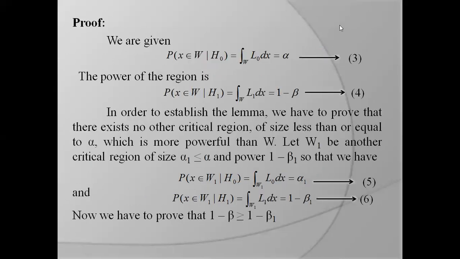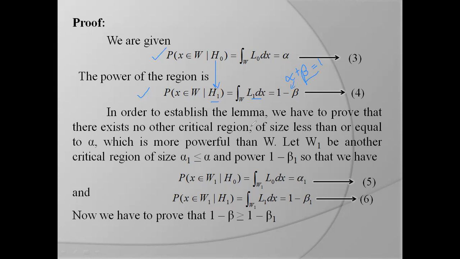Now we will see the proof. We are given that W is the most powerful critical region, so we write this equation. For the alternative hypothesis also, we write the probability of x belonging to W under H1 equal to the integral over W of L1 dx, which equals 1 minus beta, since alpha plus beta equals 1. So from this, alpha equals 1 minus beta, and this 1 minus beta we write here.